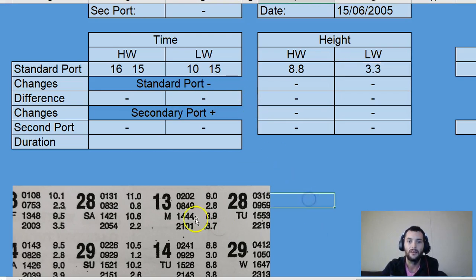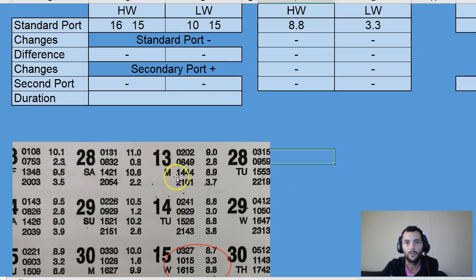Now in this case, this information given here was for the port Punta Loyola, which is a primary port. So in this case, we don't need to apply any further corrections with regards to changes or secondary port or any of that. This is our primary port. That's all we're going to need.